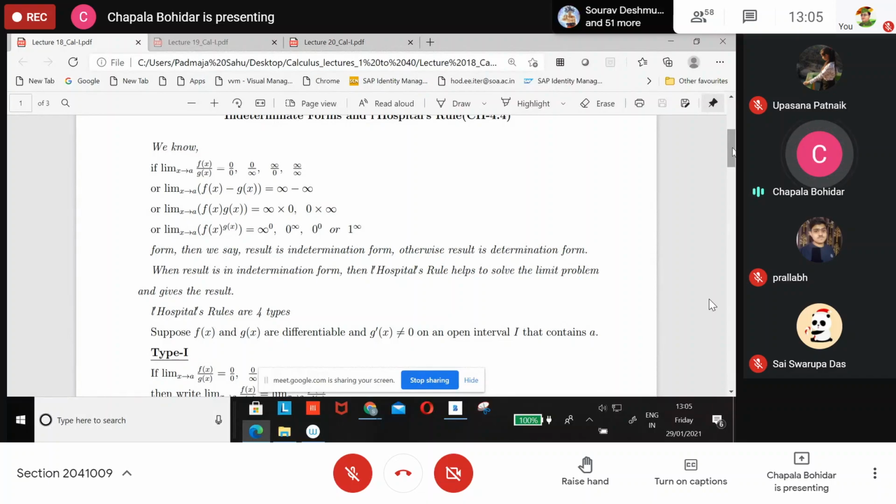When the result is indeterminate form, then L'Hospital rule helps to solve the limit problem and give the result. L'Hospital rules are 4 types. Suppose f(x) and g(x) are differentiable and g dash x is not equal to 0 on an open interval I, then I contains a.